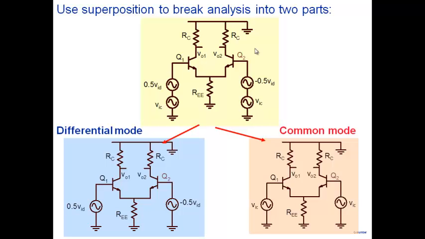Okay. So the general analysis is being broken down into two analyses, differential mode and common mode, where the signal is purely differential here and the signal is purely common here. The signal that is applied here and here are identical. The signal that is applied here and here are exactly the same in magnitude but opposite in sign. So it's a pure differential signal. It's a pure common mode signal here.